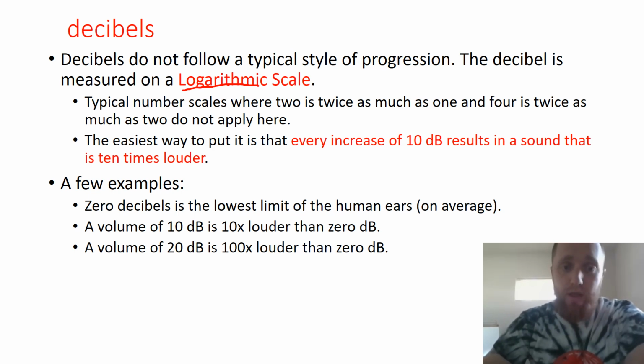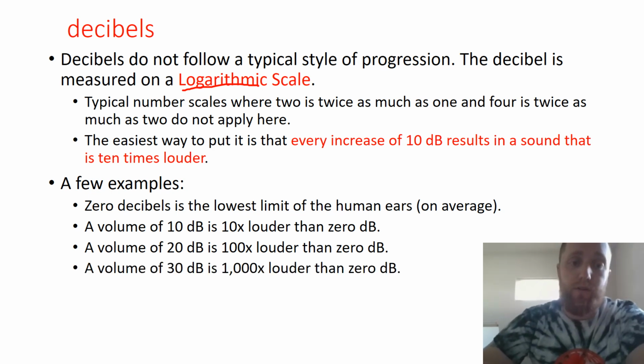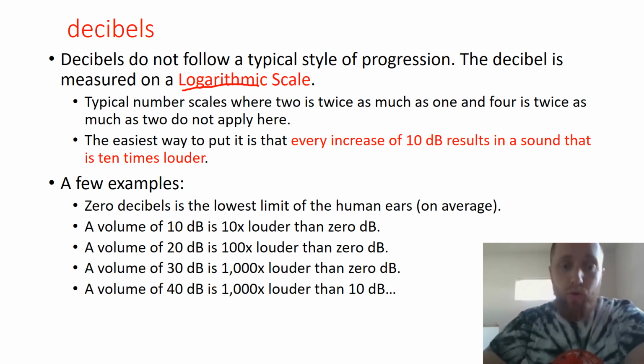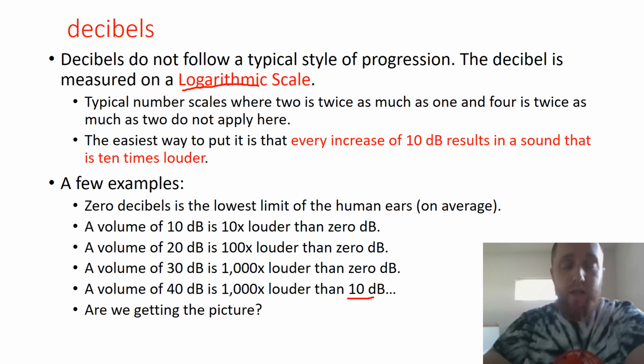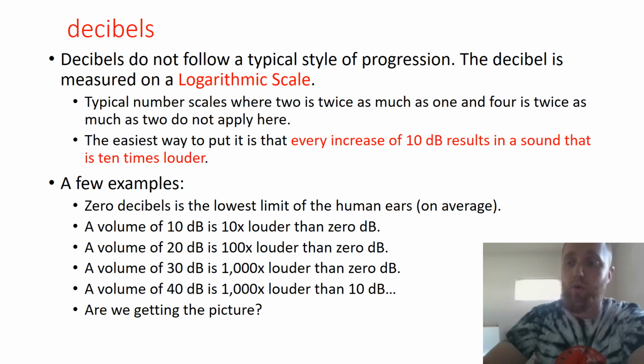20 decibels is going to be 100 times louder than 0. 30 is 1,000. 40 is 1,000 times louder than 10 decibels. Notice that's not 0. It'd be 10,000 times louder than 0 decibels, but it's 1,000 times louder than 10 decibels. There is a shortcut for figuring this out. There's nothing that you have to memorize, and I want to show you guys that shortcut real quick.